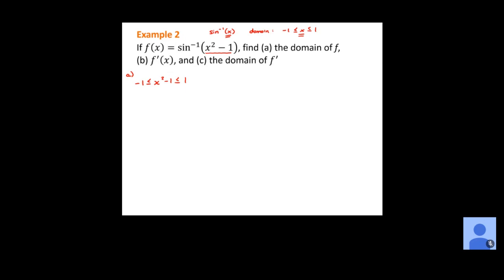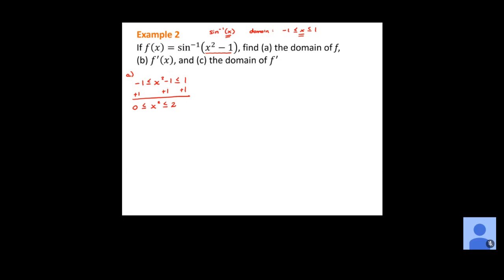And that'll always be the case, right? We know that the domain for inverse sine is between negative 1 and 1. So whatever's inside there now, we're just going to plug it between negative 1 and 1. Okay. Now, how would you solve this inequality down here? Okay, good. We can add 1, and we just have to remember to add 1 everywhere when we do that. So that's going to give us 0 less than or equal to x squared less than or equal to 2.